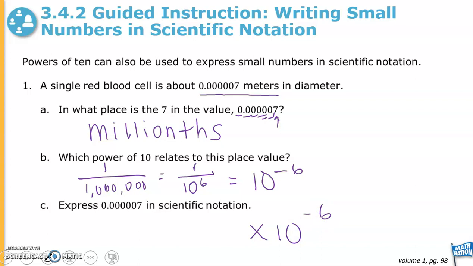Just like with very large numbers, the number out front in scientific notation has to be between 1 and 10. So in this one, I would move that decimal until it's right after the 7 to make it 7.0, which could also just be 7. So that number in scientific notation is 7 times 10 to the negative 6th.